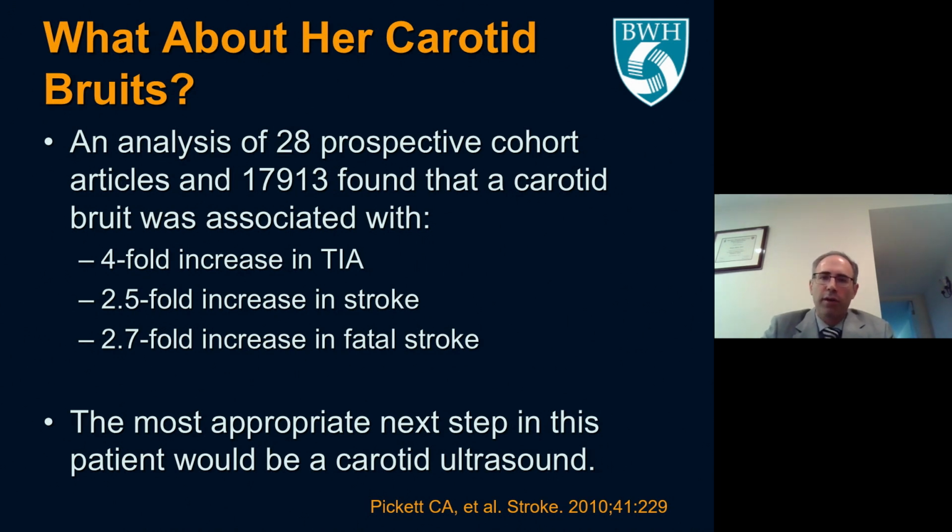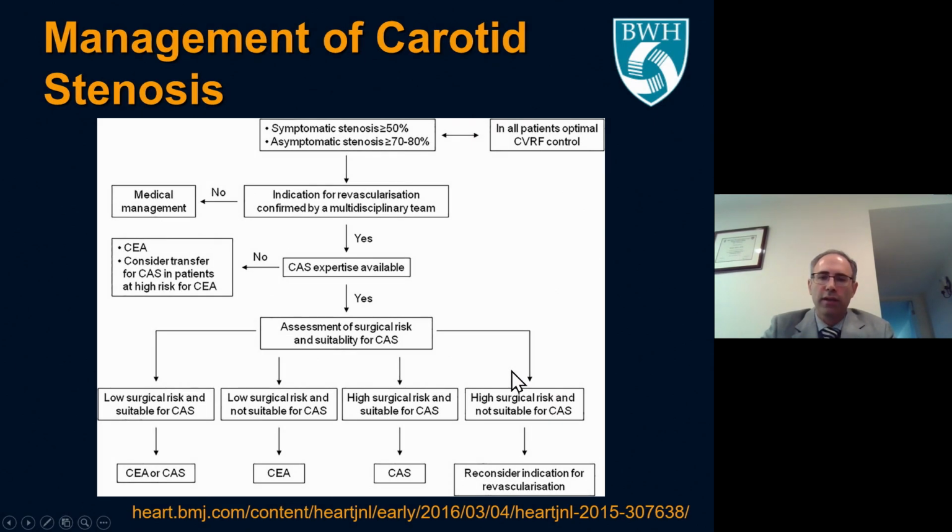We can't forget about our carotid bruits, right? Analysis of 28 prospective cohort articles and many patients has found that carotid bruits are associated with TIA, stroke, and fatal stroke. And our patient has one, so we're going to want to do a carotid ultrasound.